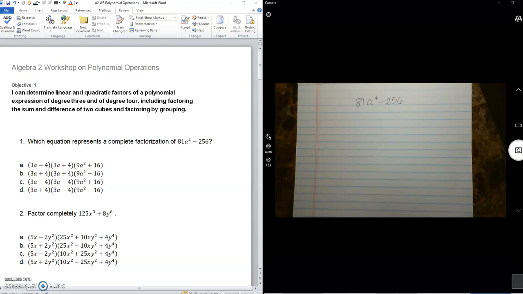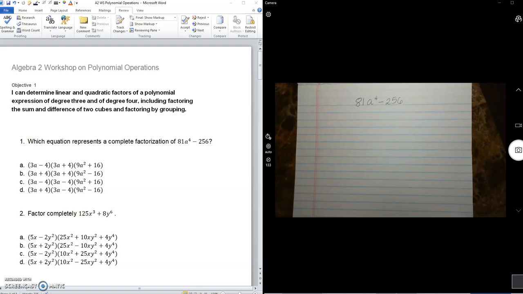Okay, welcome back everyone. Today we're going to have a workshop on polynomial operations. Objective number one. I can determine linear and quadratic factors of a polynomial expression of degree 3 and of degree 4, including factoring the sum and difference of two cubes and factoring by grouping.